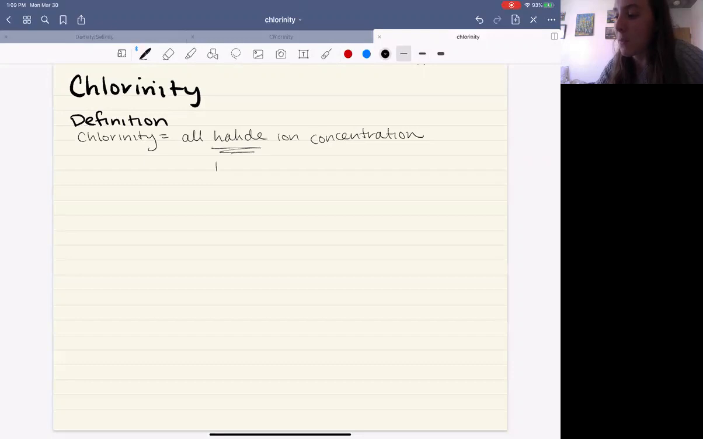Okay, halides, remember, are fluorine, chlorine, bromine, iodine, and now we're looking at ions. So it's fluoride, chloride, bromide, iodide. But I did mention that we're only looking at the halide ions that can be precipitated with silver nitrate, and fluoride does not precipitate out with silver nitrate. So we're just gonna ignore this guy. Okay, so chlorinity, we're looking at those concentrations of chloride, bromide, and iodide all combined.